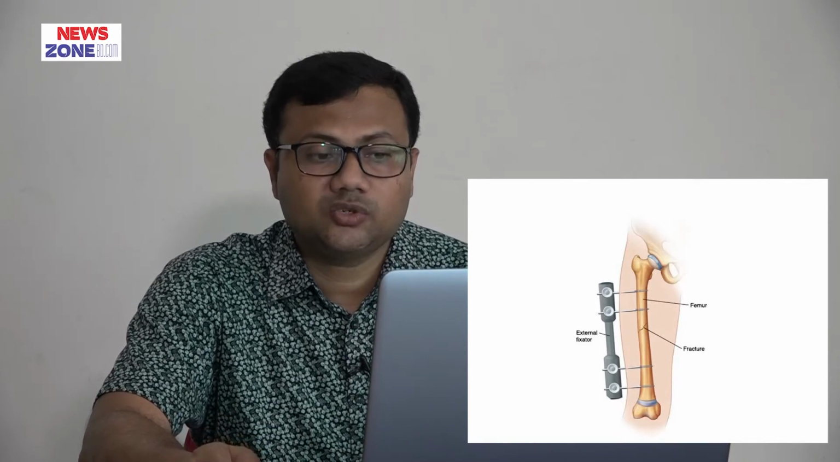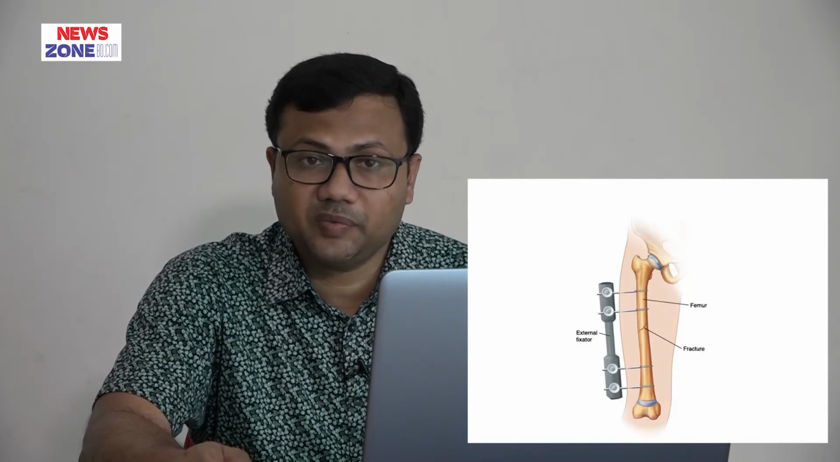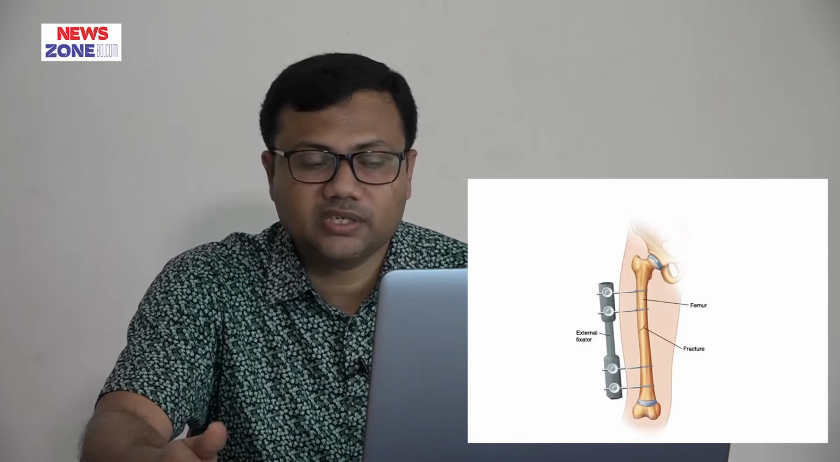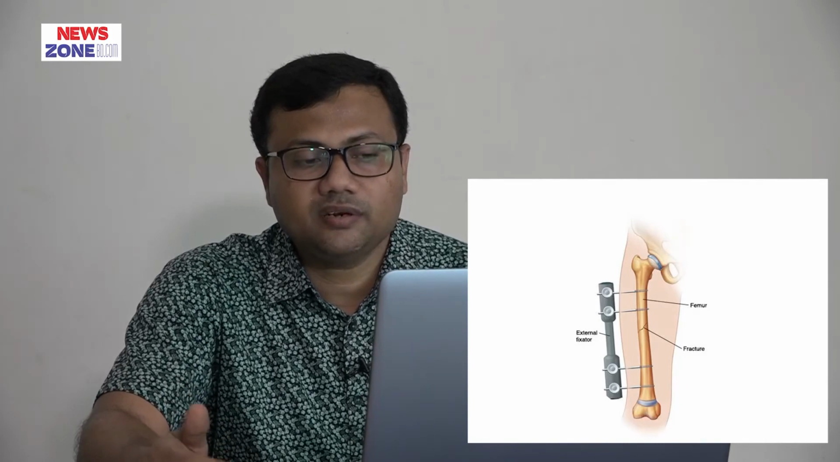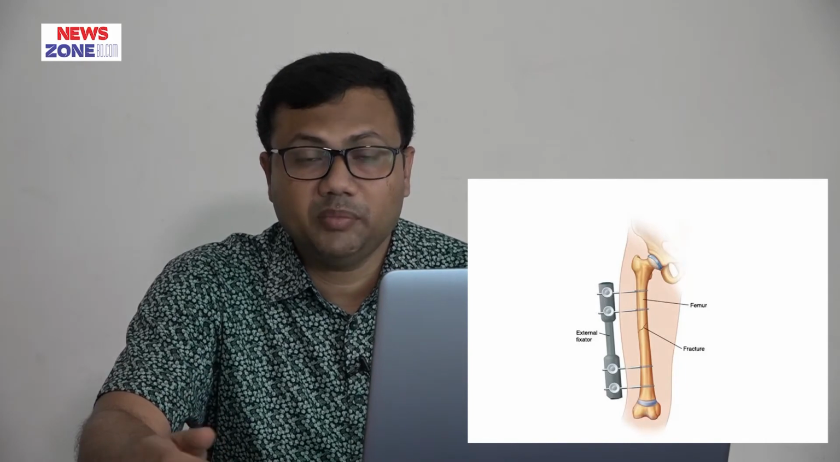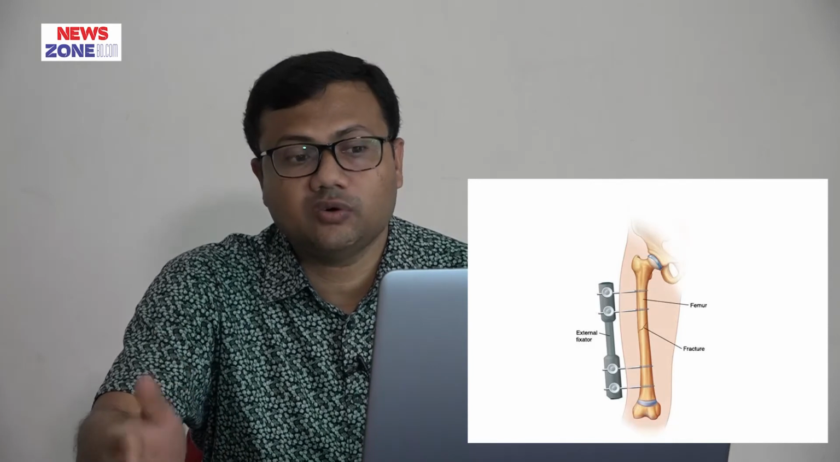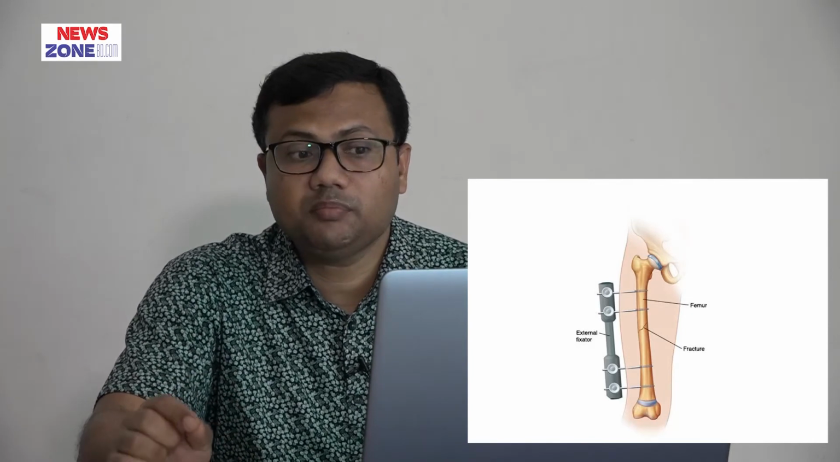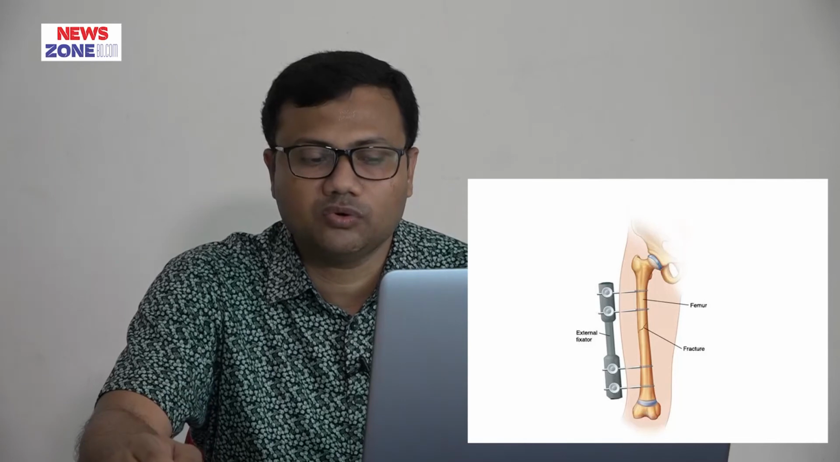And the next image shows a fracture shaft of femur. This may be an open fracture. So, an external fixator is applied. The main part of the fixator is outside the skin and only some pins are inserted into the bone. Okay.